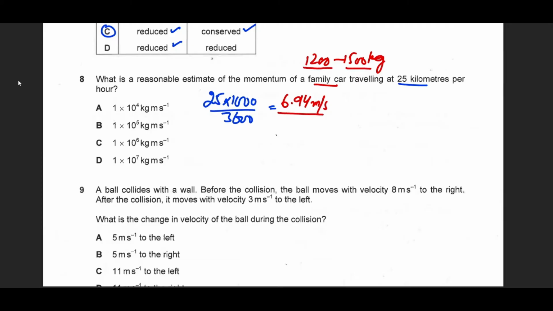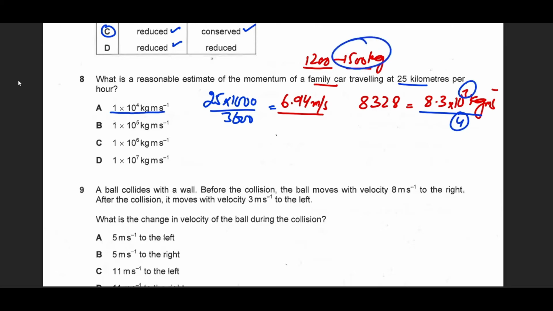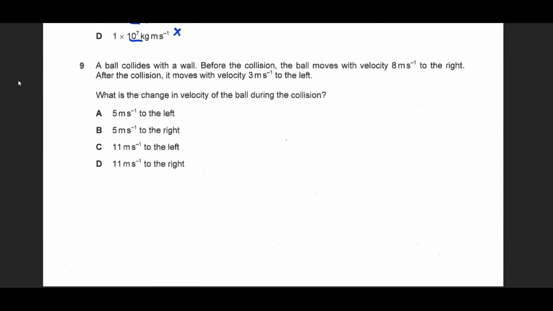So when you multiply this with 1200, 6.94 multiplied by 1200 is basically 8328, which becomes 8.3 into 10 raised to power 3 kg meters per second, right? So a very close estimate of this number would be this one, because we know that it could be power 3 or power 4 at best if we were taking 1500 kilograms, but it can't be more than that. So power 5, power 6 and power 7 were not reasonable estimates. The closest one we get is option A.